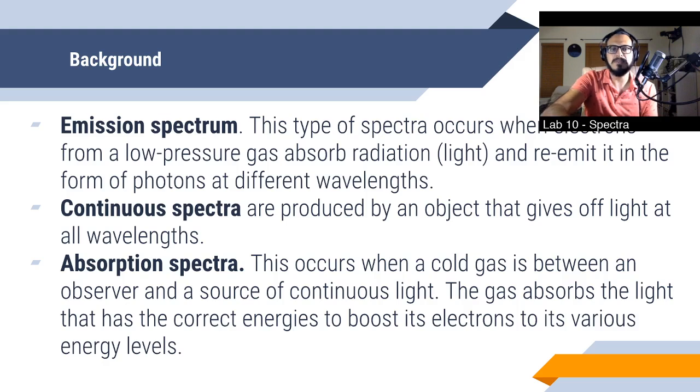The emission spectra, this is the type of spectra which occurs when electrons from low pressure gas absorb radiation, specifically we're talking about light, and re-emit in the form of photons at different wavelengths. The continuous spectra are produced by an object that gives off light at all wavelengths. And the absorption spectra, this occurs when a cold gas is between the observer and a source of continuous light. The gas absorbs the light that has the correct energies to boost its electrons to its various energy levels.